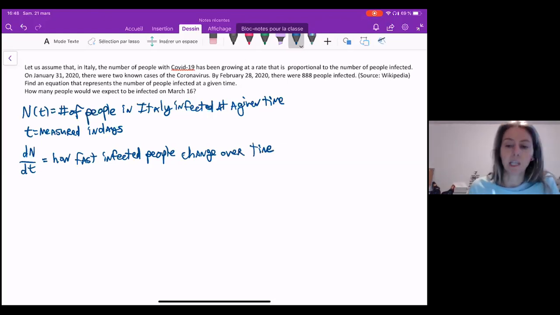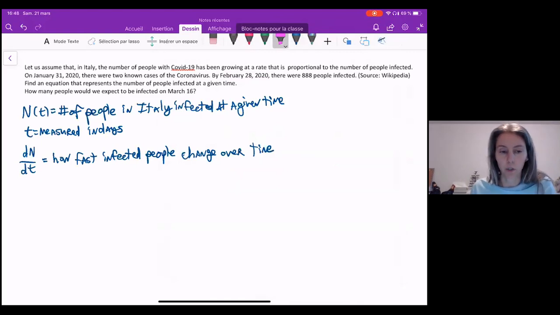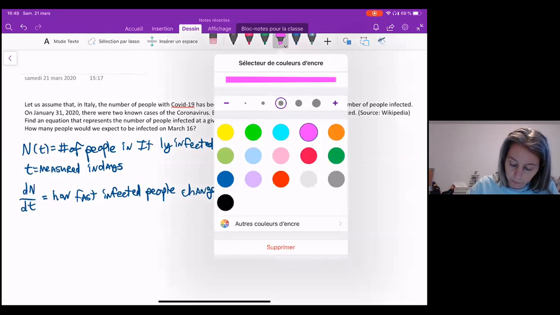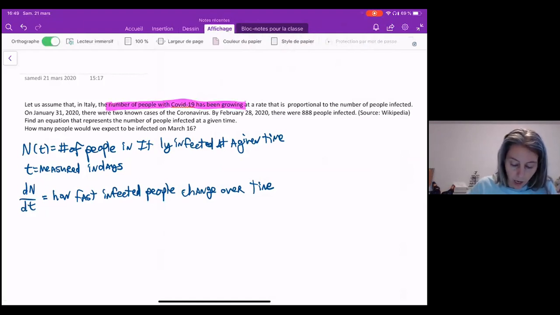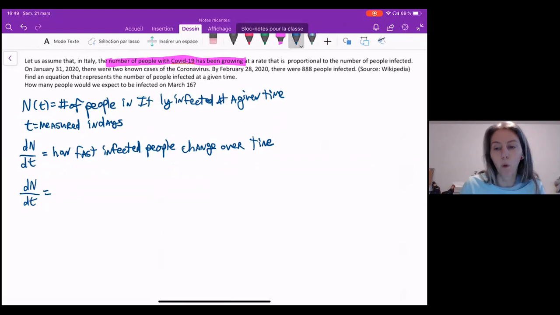So we can actually, in this particular question, use the very first sentence to come up with a differential equation that represents what's going on in this word problem. So what it says is that the number of people with COVID-19 has been growing. That right there is my dN/dt. So dN/dt at a rate that is proportional.